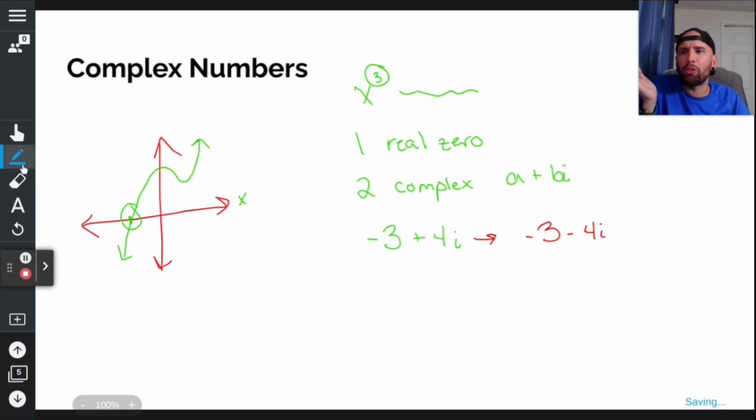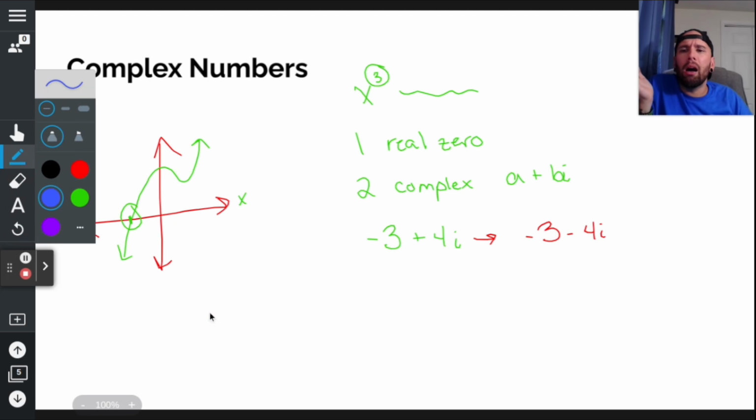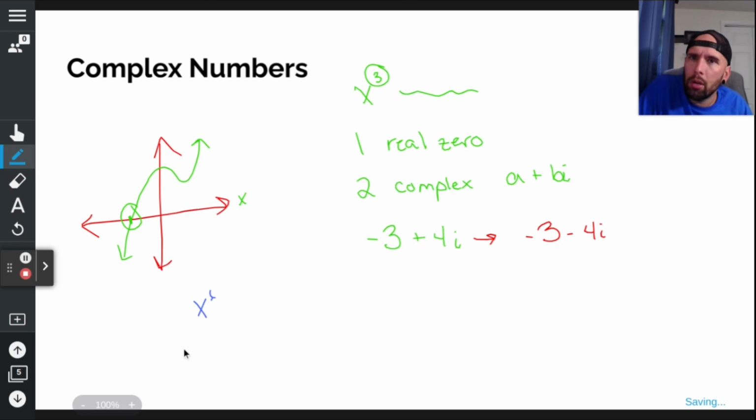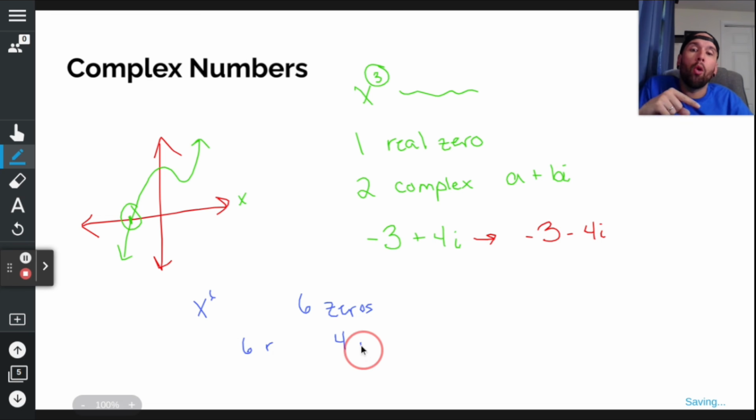So if I give you something like x to the 6th power, I know x to the 6th power is going to have all these bumps, but I also know that I'm going to have 6 total zeros. What are my possibilities? I could have 6 real zeros. I could have 4 real zeros and 2 complex. I could have 2 real zeros and 4 complex, or I could have all 6 complex.